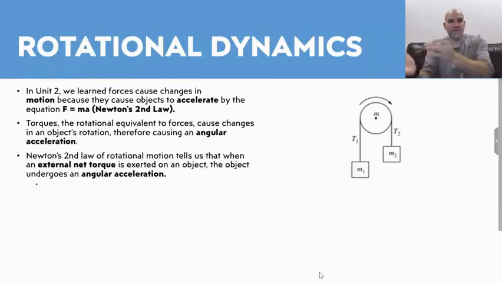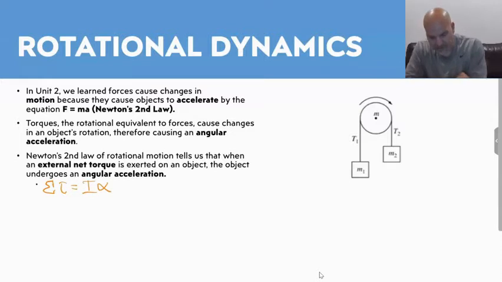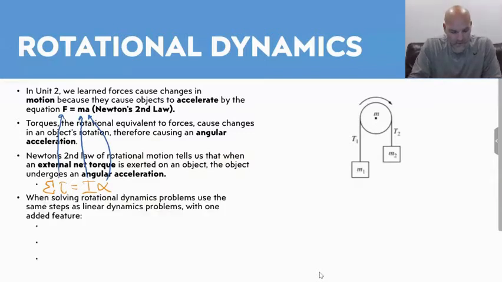Okay, so again, mass to linear to rotational, equivalency here. So Newton's second law of rotational motion tells us that when an external net torque is exerted on an object, the object undergoes an angular acceleration. So what do we say? The sum of the torques is equal to I times alpha. So again, I is the rotational equivalent of mass. Alpha is the rotational equivalent of acceleration. Torque is the rotational equivalent of force.